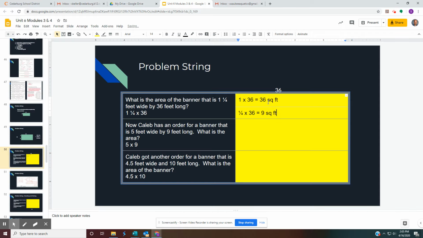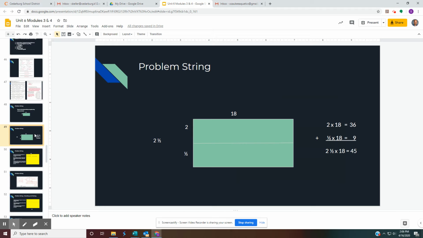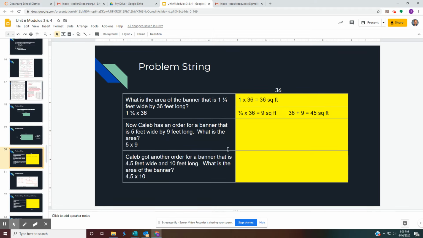square feet. And that equals, so in order to figure out what our total array is, we would have to add what we found on the top array to what we found on the bottom array. So that would be 36 plus 9 equals 45. 45 square feet, which is very similar to what we had over here. So we're going to look at that in a little bit, but I want you to keep that in mind. So now we have a different array, right?